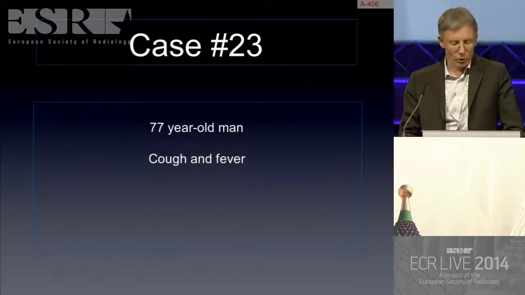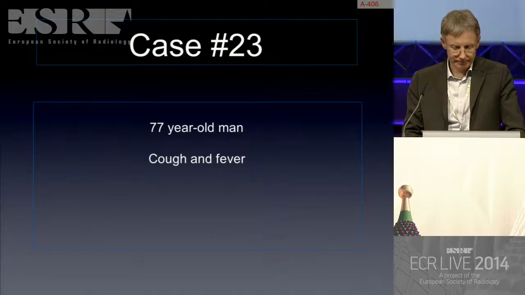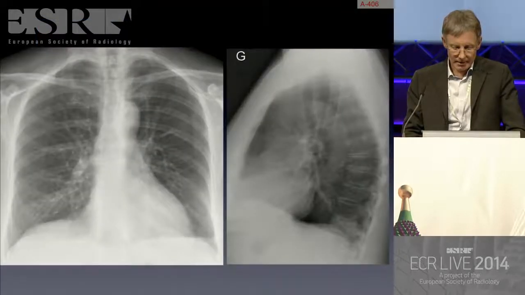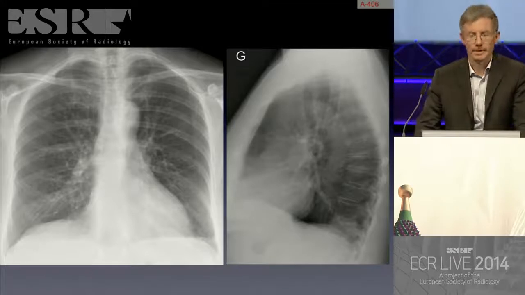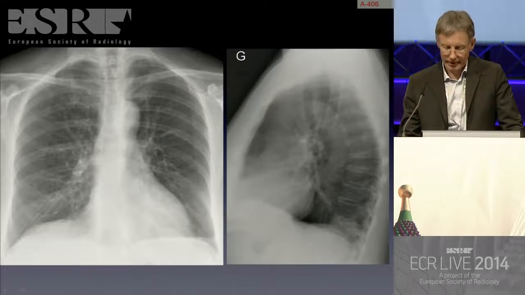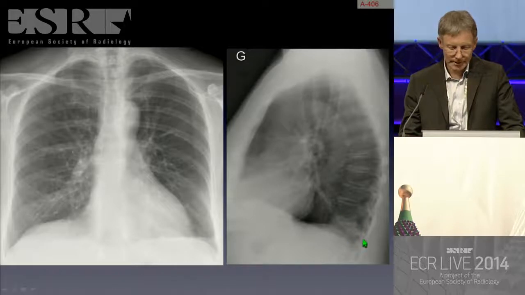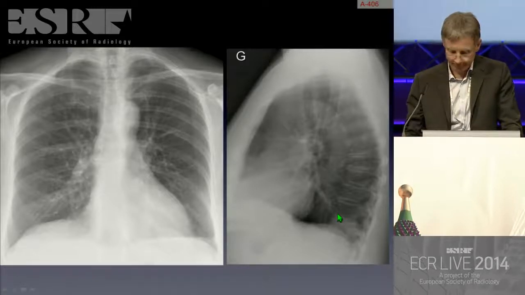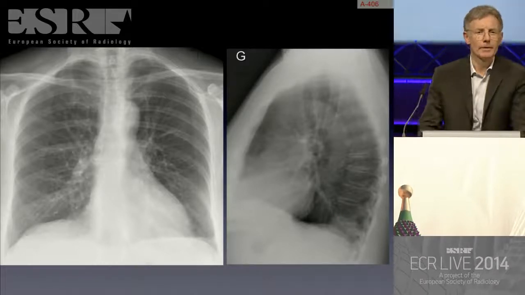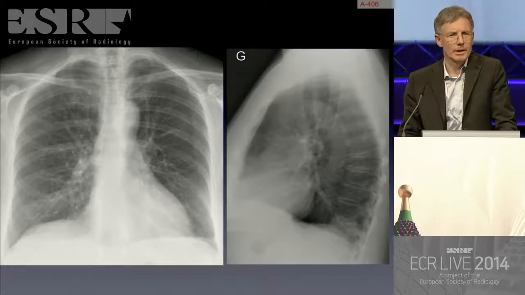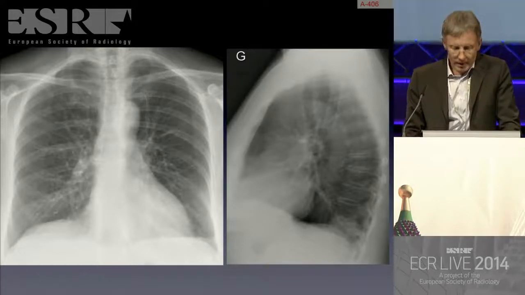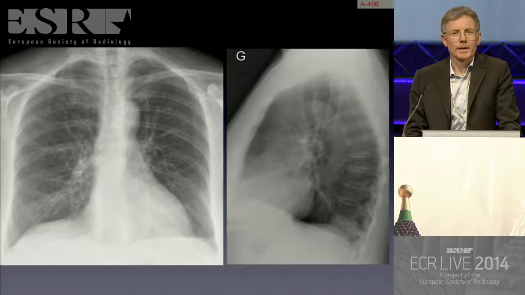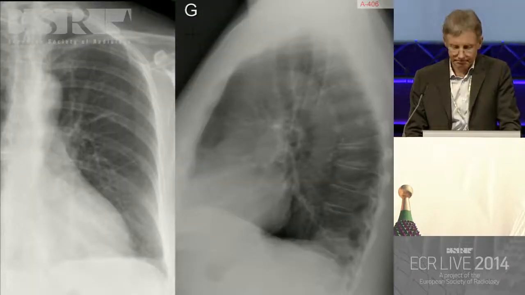Now, this 77-year-old man also has cough and fever. Here is the chest X-ray with an abnormality picked up on the lateral view here. Not so easy to figure out exactly where that's located on the frontal view. So with a cough and a fever, and this chest X-ray, the patient received antibiotics. He then had a follow-up because he was a smoker, and on the follow-up chest X-ray, well, there was no change. So a CT scan was requested.